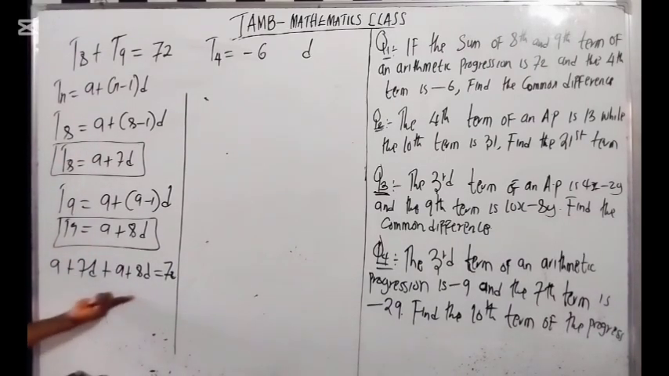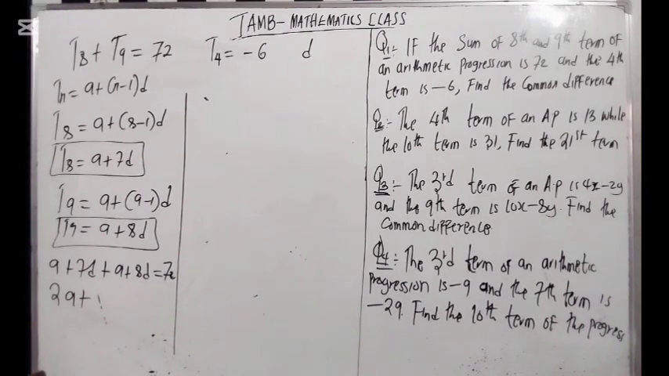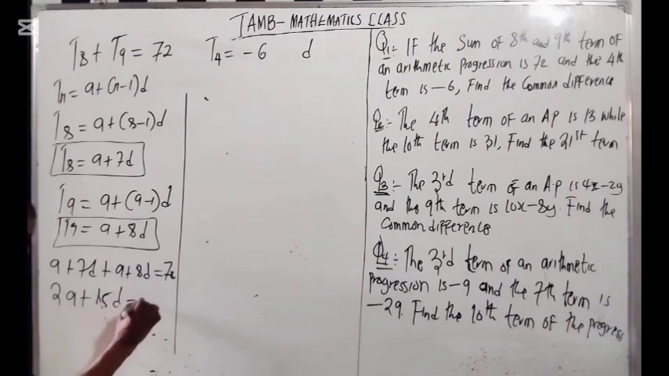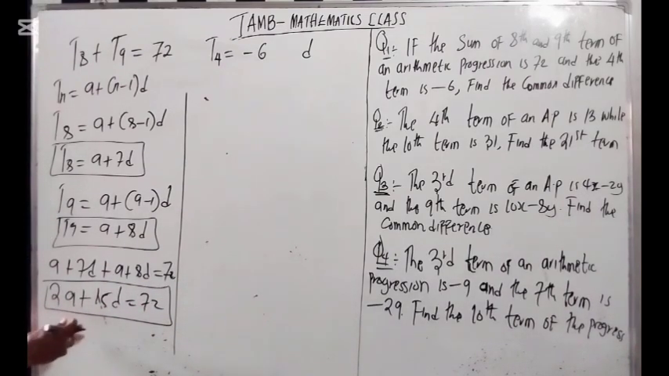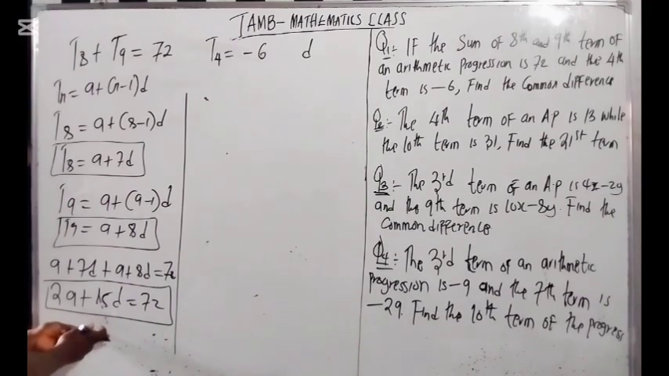Now let's evaluate it. A plus a is 2a, and 7d plus 8d is 15d. So 2a plus 15d equals 72. This is my first equation, and we are keeping it here.